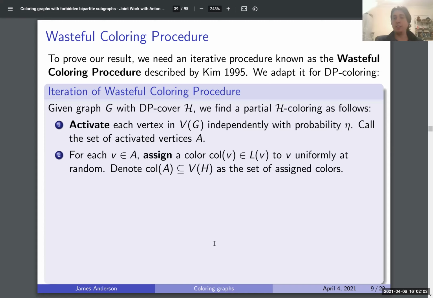So each activated vertex is going to get a color from its list. We'll say color of V. And we just pick a color from its list uniformly at random. And these colors, remember, we can think of these colors in the list as vertices of H. And so the set of vertices in H that correspond to assigned colors, we're going to call color of A, and these are just the set of assigned colors.